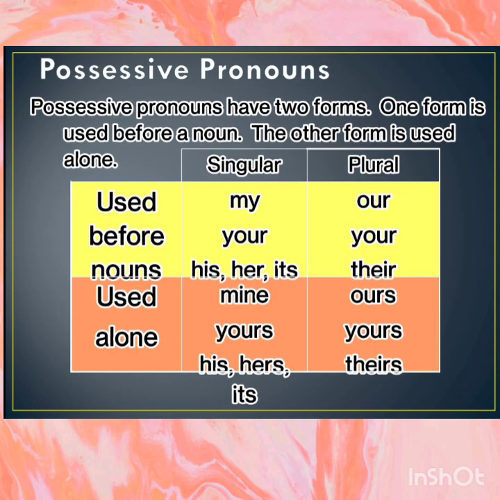Possessive pronouns have two forms. One form is used before a noun. The other form is used alone. My, your, his, her, its, our, your, their will be used before a noun. Mine, yours, his, hers, its, ours, yours, theirs will be used alone.